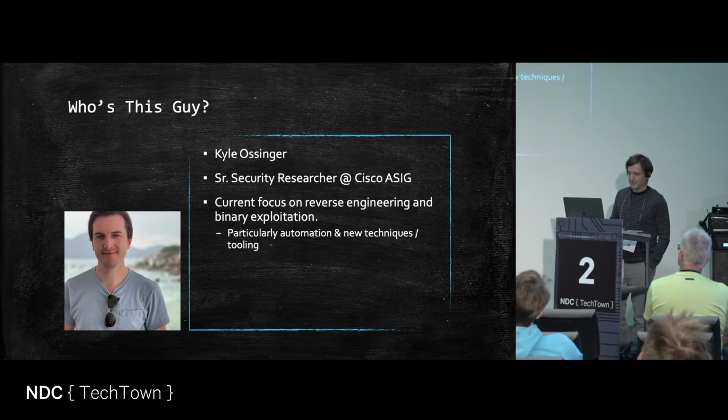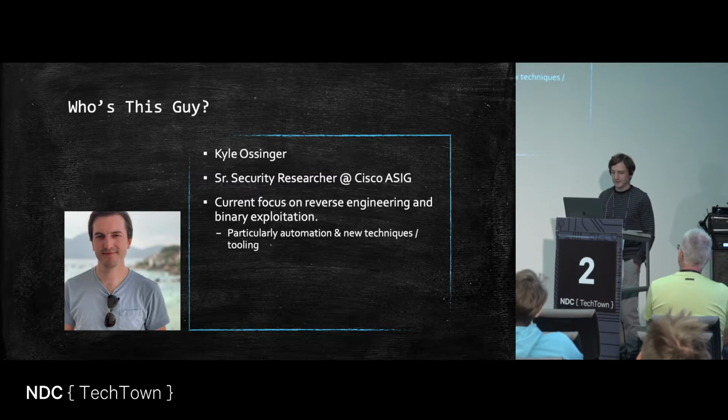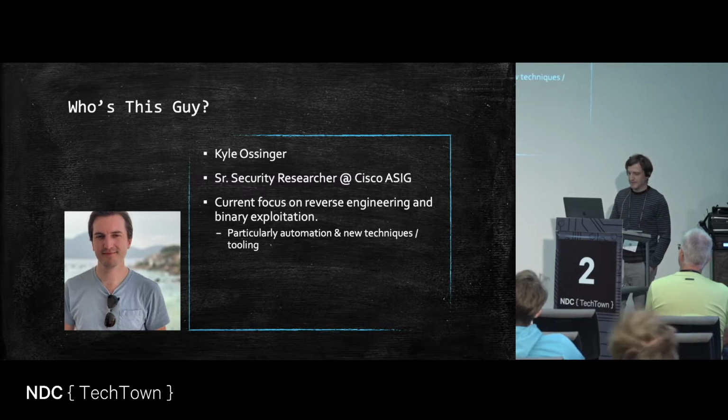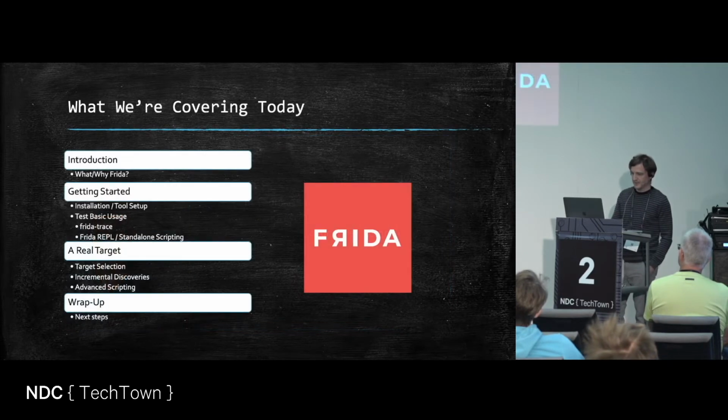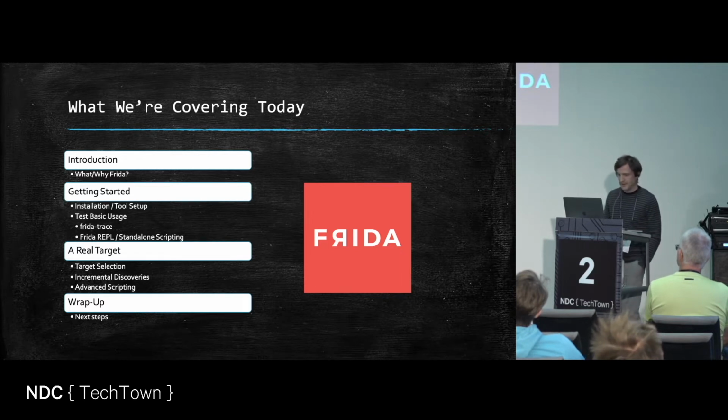In my free time, I like doing a lot of reverse engineering. We don't really get a chance at work since we mostly have source code. So I particularly focus on automation and finding new techniques and tooling to speed up finding vulnerabilities. One thing I've started using a lot of is Frida, and I just wanted to go over a little bit of some basics to get you started using Frida as well, because I think it's really a great tool for digging deep into proprietary closed source software.